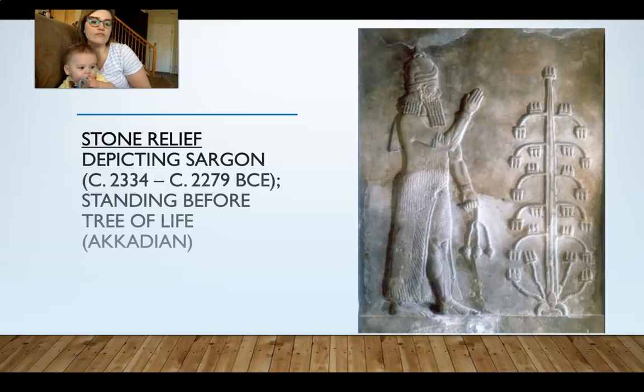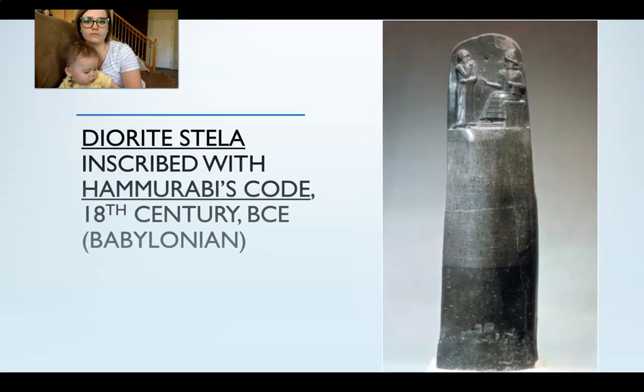So here's a relief. Okay, so it's a sculpture into a stone. And this is a man named Sargon standing before a tree of life. Okay, an iconography of the tree of life is, I mean, this biblical image in biblical mythology, as much as it is in sort of ancient Eastern tradition. The idea that life can be encapsulated or symbolized by a tree. It's pretty common across all cultures.